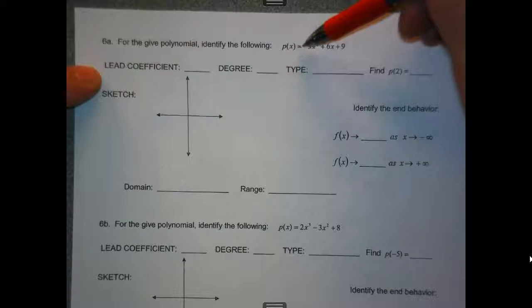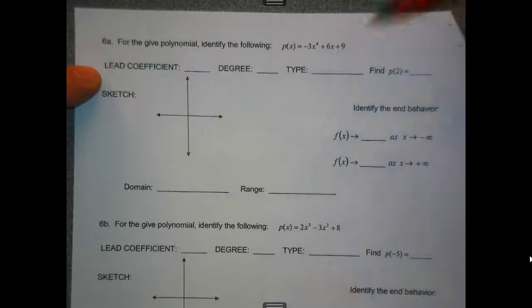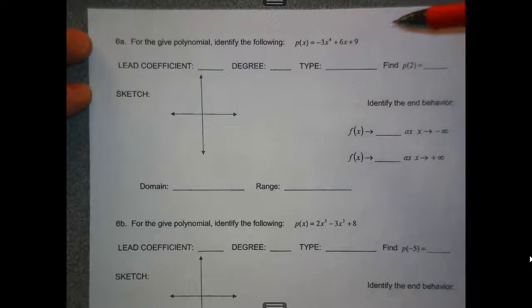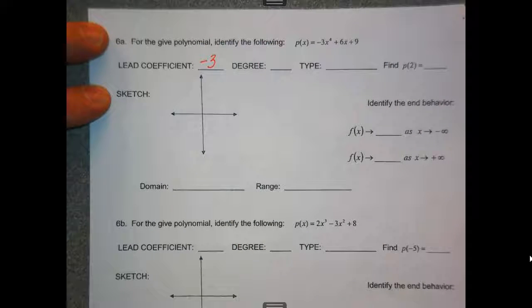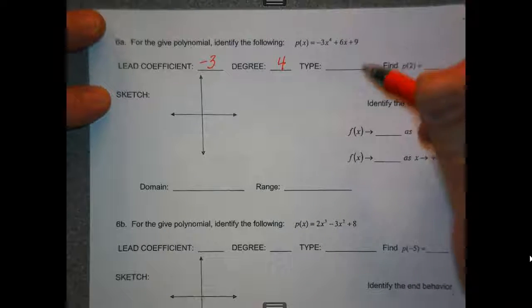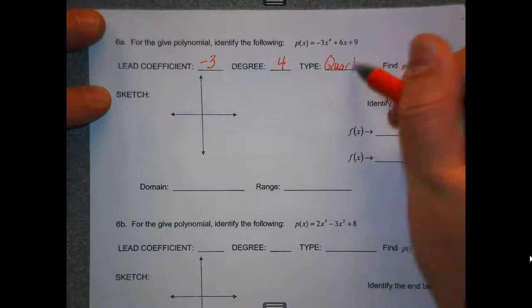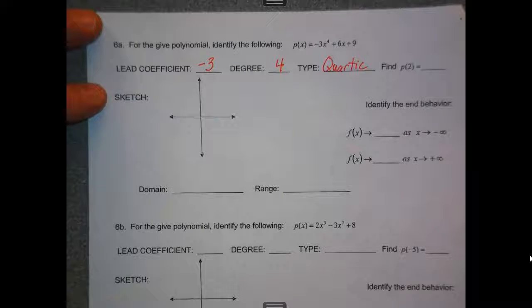Okay, p of x equals negative 3x to the fourth plus 6x plus 9. What's my lead? This is already in standard form. What's my lead coefficient here? Negative 3, just the coefficient. Fourth degree. Good. What do we call that type of polynomial? Quartic. A quartic.